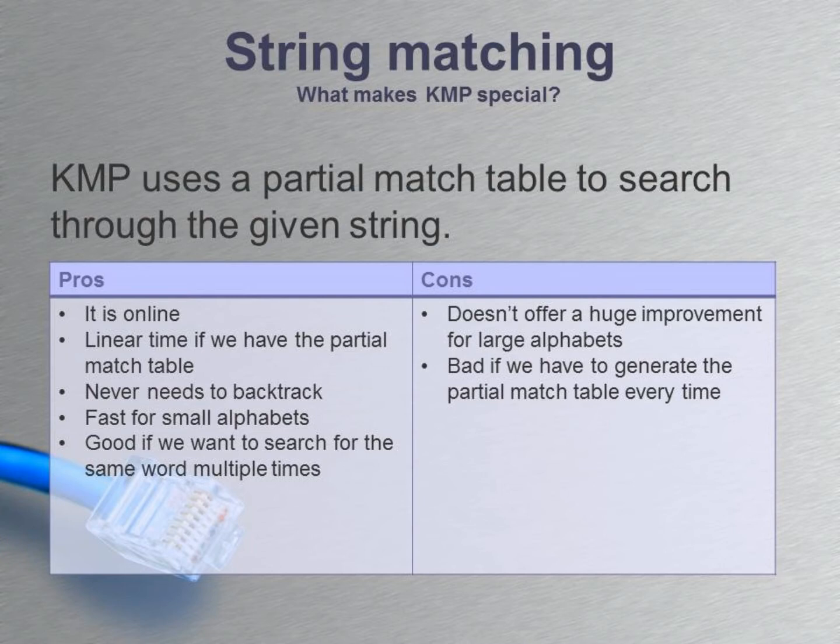It is also very good for searching multiple strings if we are searching for the same word, since we don't have to generate the partial match table every time. For instance, searching through a list of files for a file name. On the other hand, the algorithm doesn't offer a huge improvement over the average case, for instance where the alphabet size is large. It's also bad when we have to regenerate the partial match table every time.